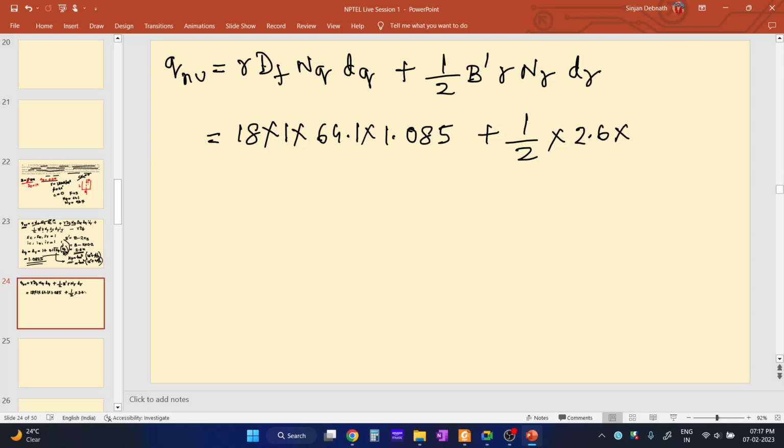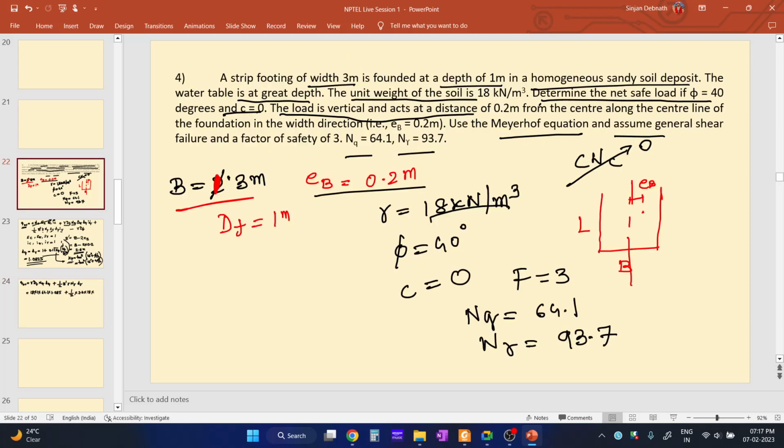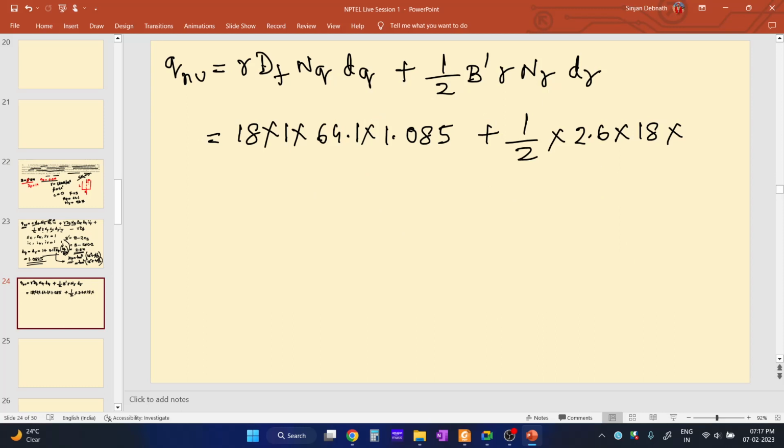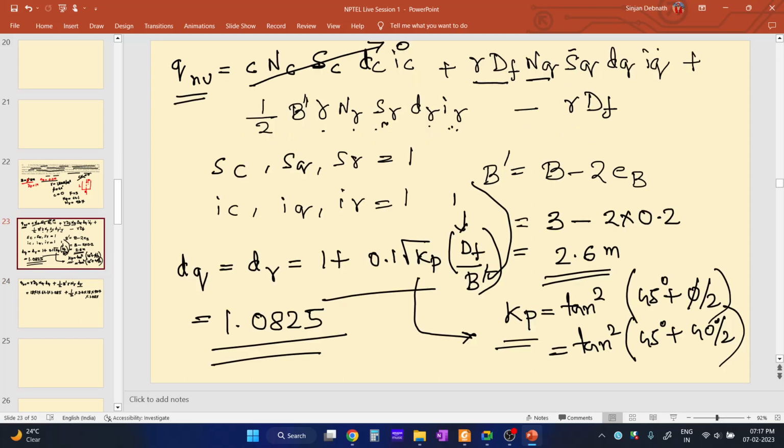2.6 into the unit weight of soil 18, and N gamma. What is the value of N gamma? N gamma is 93.7. And there is also d gamma. D gamma is the same as that of dq, which is 1.085. And there is another part. After that, there is gamma Df.